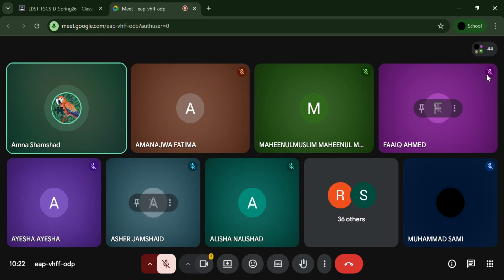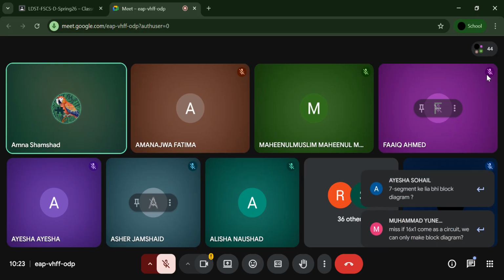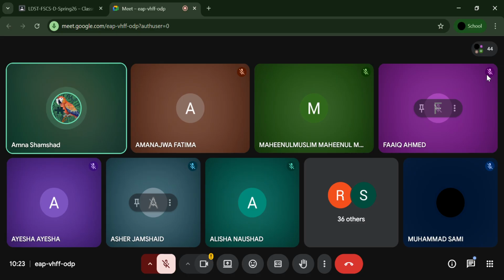For mux demux, I think we have drawn the mux demux with the block diagram, so you can also use that block diagram as well. Okay, but if anything is mentioned in the question paper, that you have to use this method or you have to solve this question using these steps, so you all have to follow those instructions.